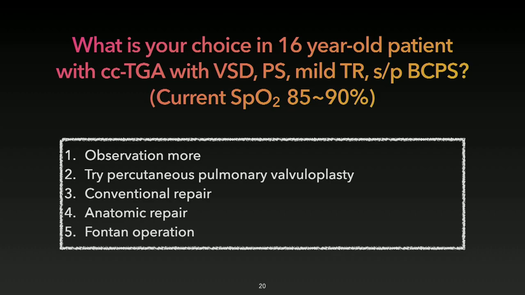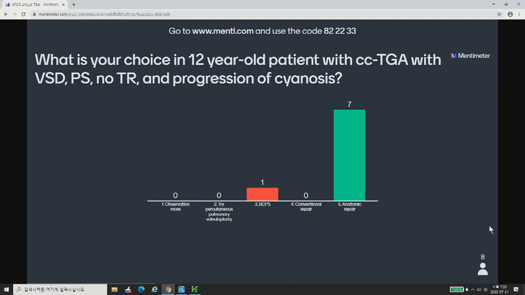A 16 years old patient with ccTGA with VSD, PS, mild MR after BCP status, current saturation was 85 to 90%. So this is the last question about this. What is your opinion in this situation?